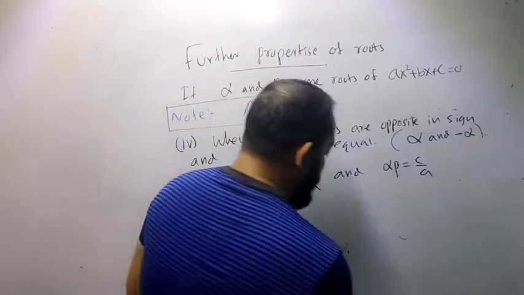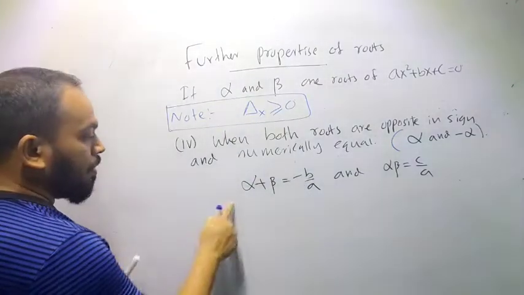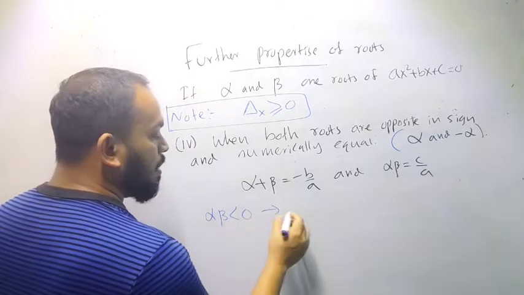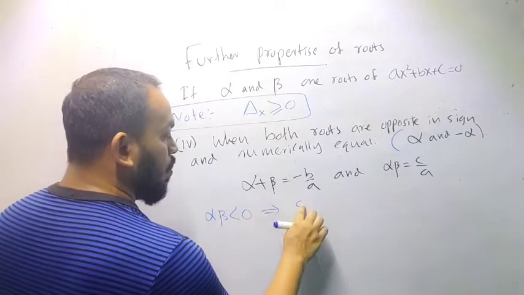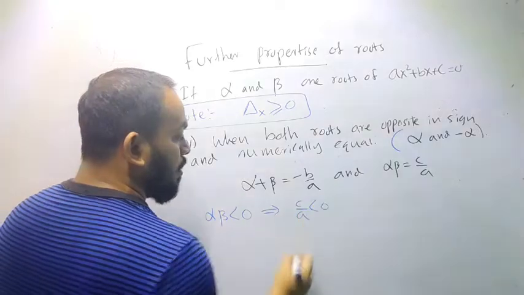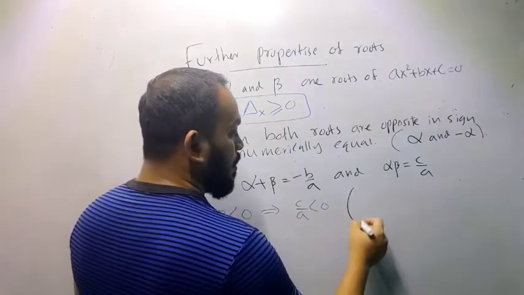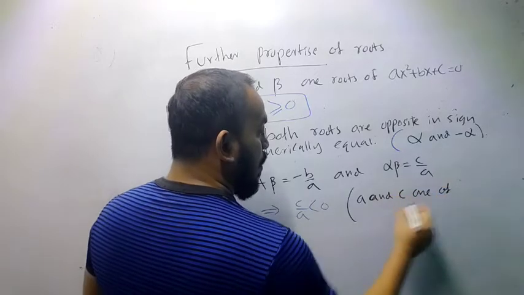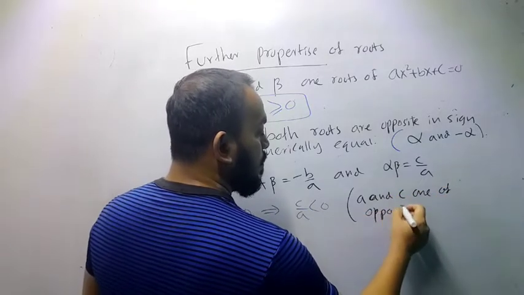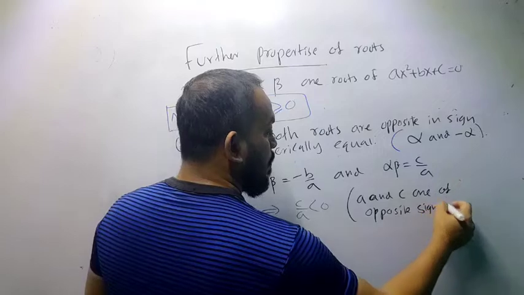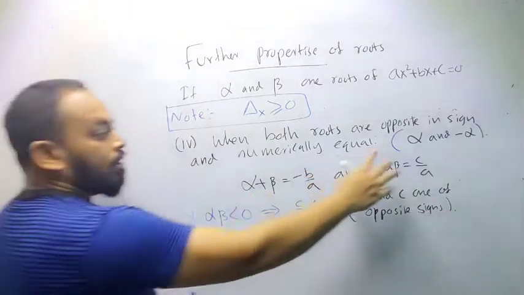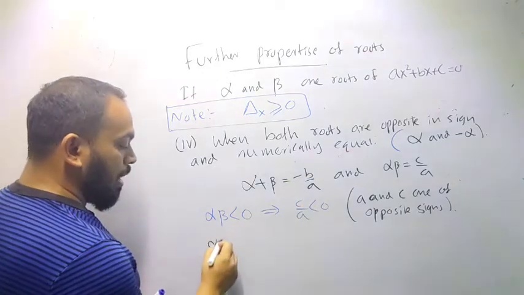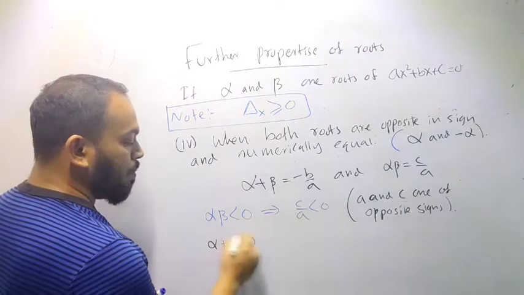So what does that mean? Still this has to be satisfied: alpha beta would be negative. This implies C over A is negative. What does that mean? A and C are of opposite signs, and when you add these two roots, you would definitely get 0. So alpha plus beta would be 0.